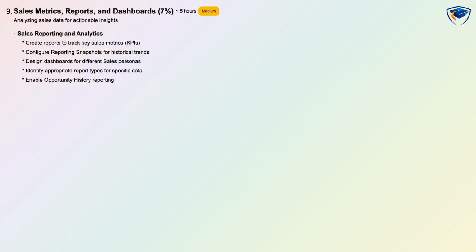Sales metrics, reports, and dashboards is 7% and teaches how to analyze sales data to produce actionable insights. This medium hands-on domain requires roughly 5 hours of study. You will create reports to track key sales metrics and configure reporting snapshots to capture historical trends. The syllabus also covers designing dashboards for different sales personas, selecting the right report types, and enabling opportunity history reporting.